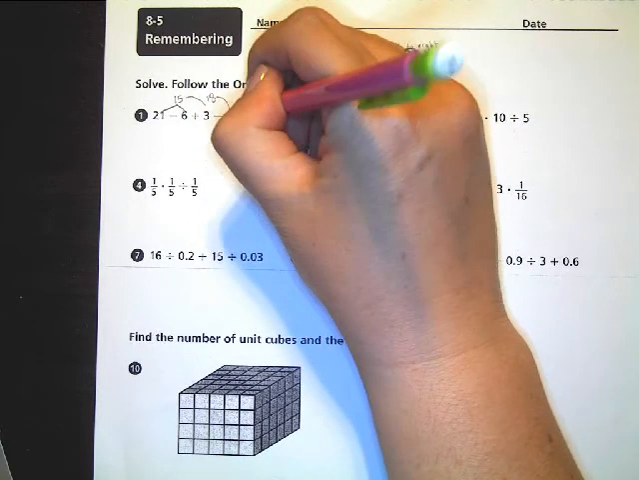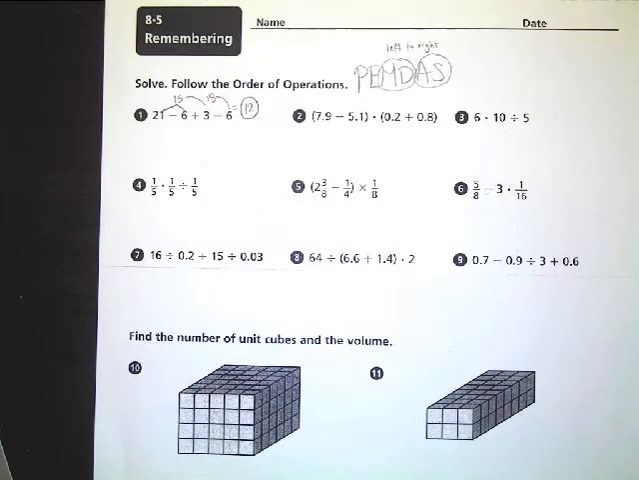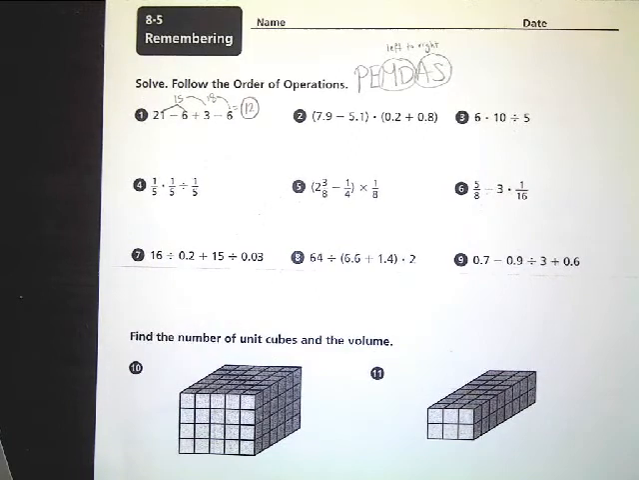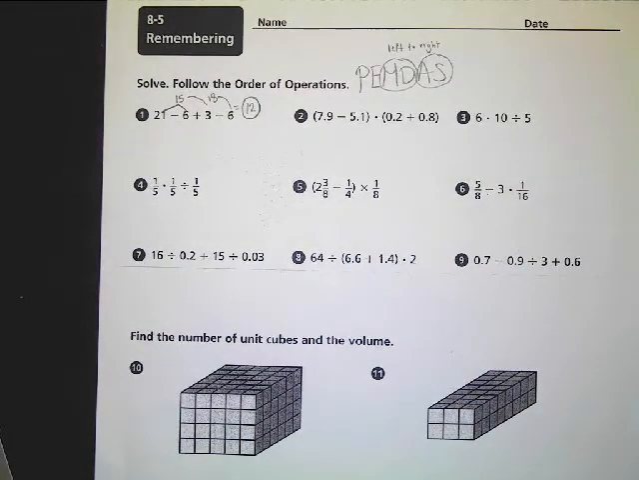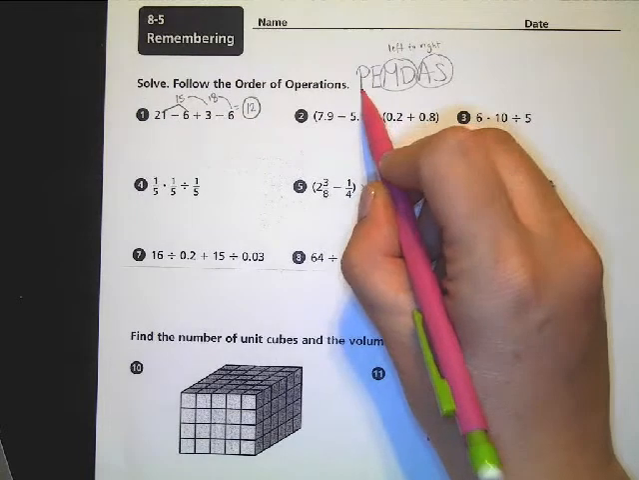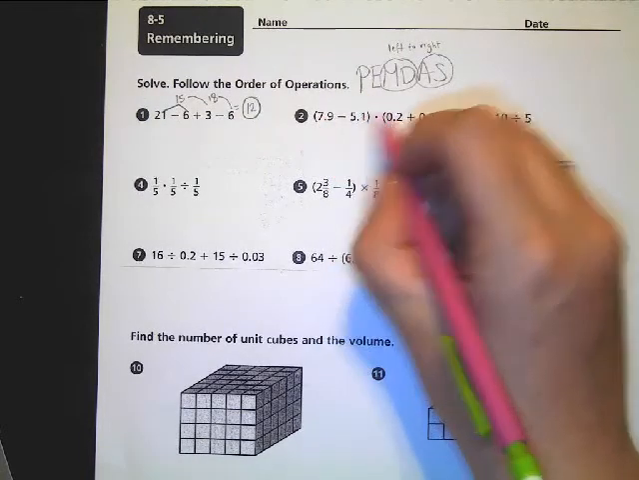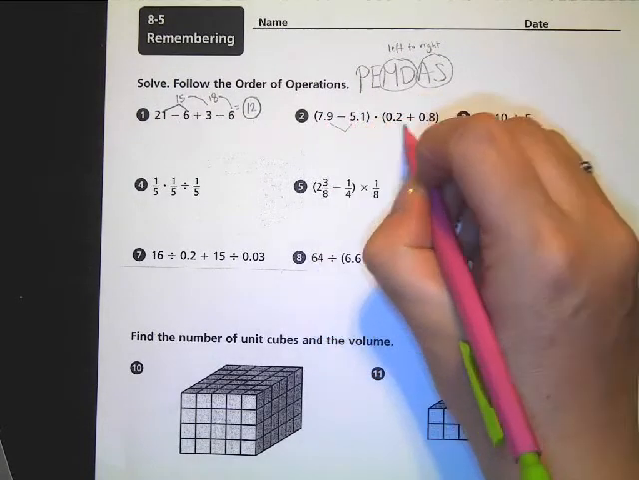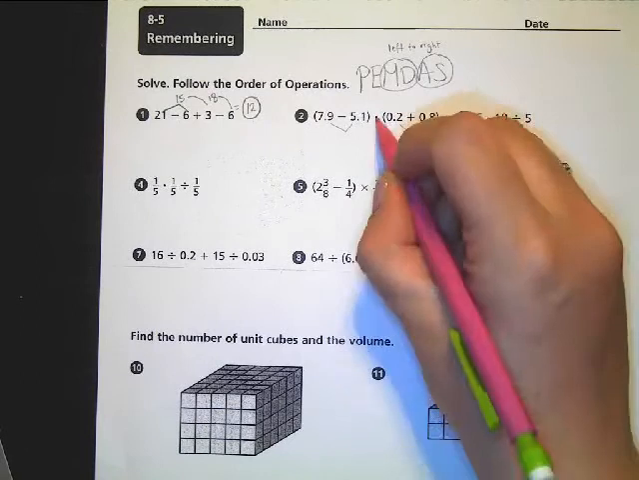21 minus 6 is 15. 15 plus 3 is 18. And 18 minus 6 is 12. Final answer gets circled. That was probably the easiest one, so you're welcome. I think number 2 is a pretty cool one.